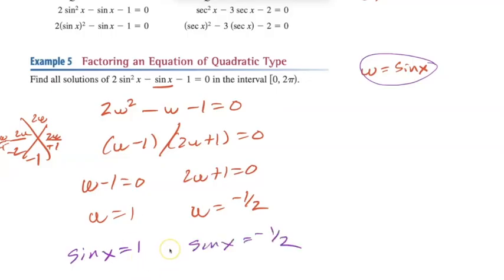And once you get down here, you still got to solve it. You're not done yet. You still got to solve the problem. So solve sine x equals negative 1/2. We're going to go a little faster now. We've been doing this a lot.